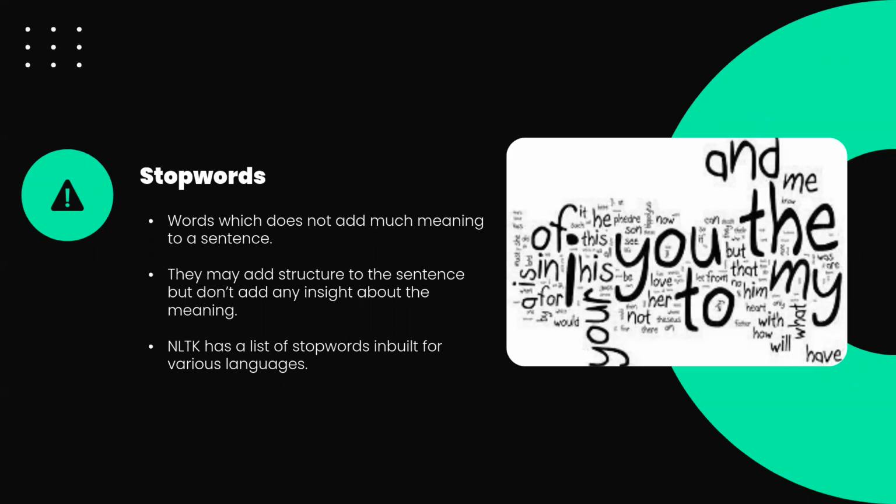They might give structure to the sentence and make it more meaningful for us, but it's not going to be very helpful to the model itself. Now, NLTK has a list of stop words associated with it, and you can use NLTK to get the list and use that list to remove the stop words from your data set.